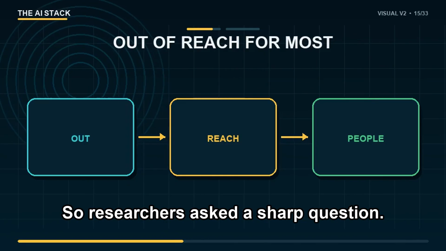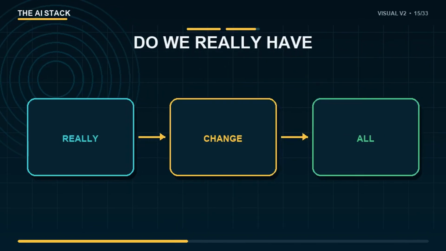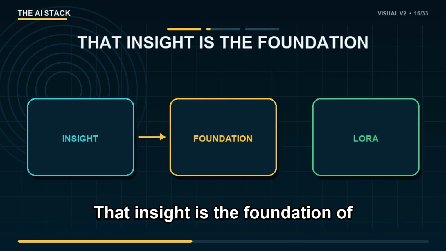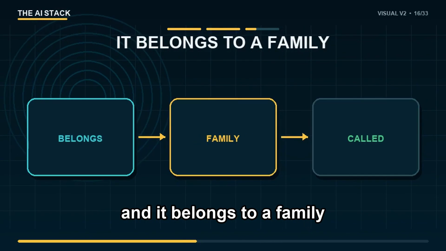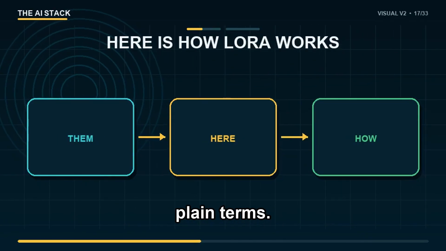So researchers asked a sharp question: do we really have to change all the weights to teach a new behavior? And the surprising answer was no. That insight is the foundation of LoRA, which stands for low-rank adaptation, and it belongs to a family called parameter-efficient fine-tuning. Here is how LoRA works, in plain terms.